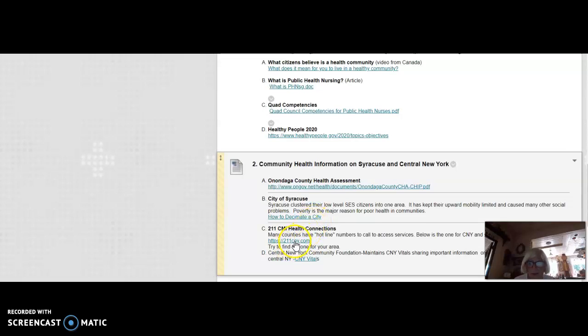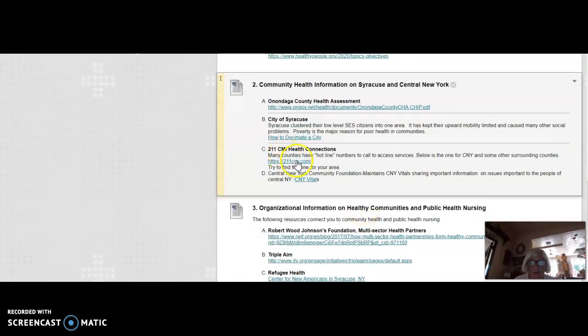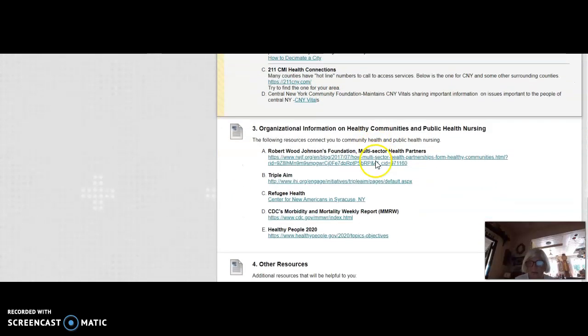This is that site 211 I told you about. Spend some time and walk around it. It's very interesting. And Center New York Vitals comes from the Community Foundation, and it gives us a lot of good data on what's happening in the community. And these are some organizational information of community health and public health nursing. The Robert Wood Johnson, as I said, the Culture Help, the Institute of Healthcare Improvement, the AAA, which you should all know about, refugee help.